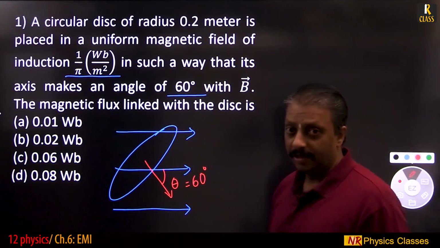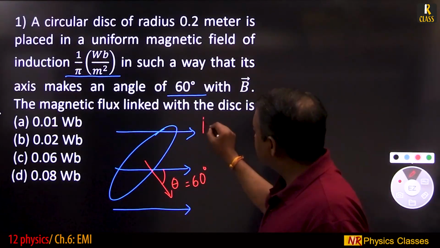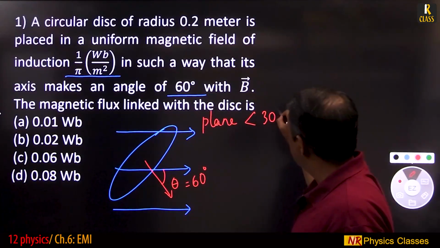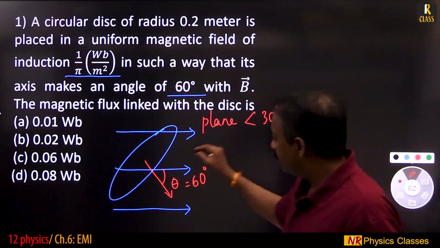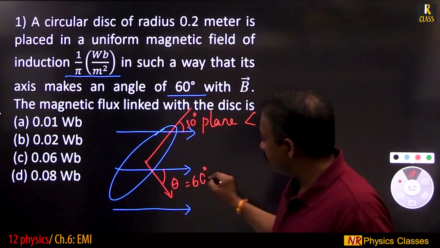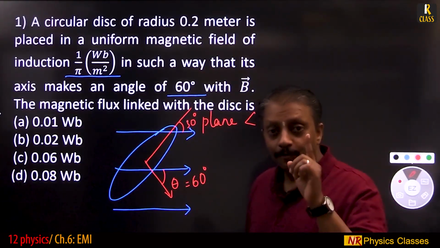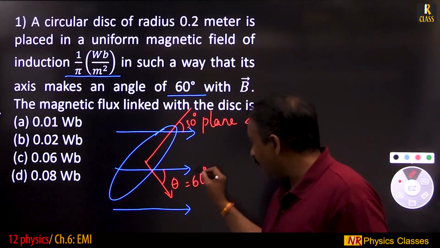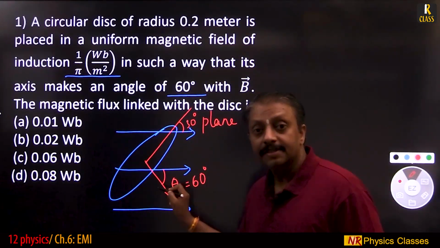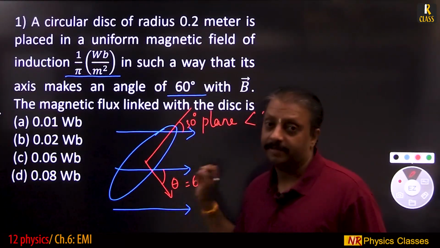So this is theta actually. If it is mentioned that the plane makes an angle 30 degree, then this angle is 30, and this angle is 60. In the equation, what we want is the angle between the magnetic field and the axis. This axis is along the area vector. Done.